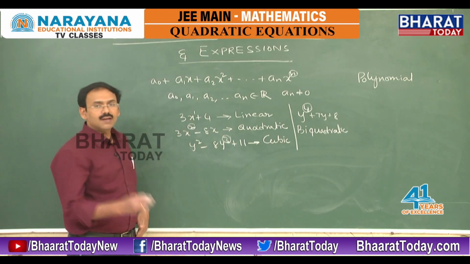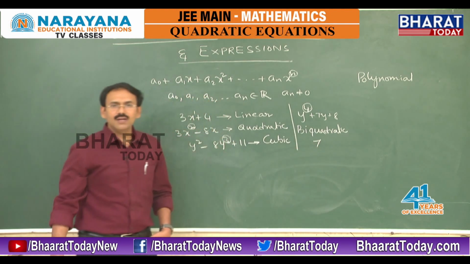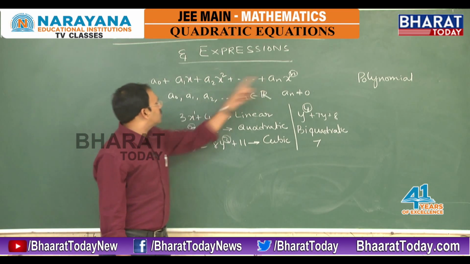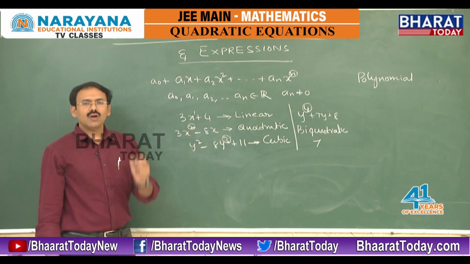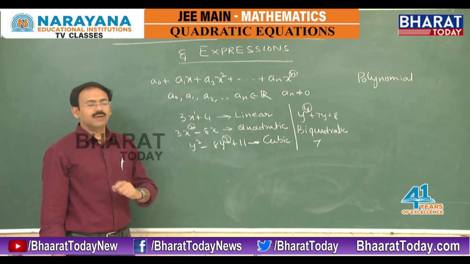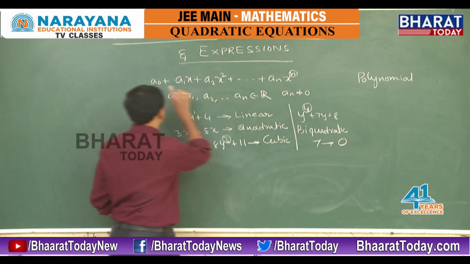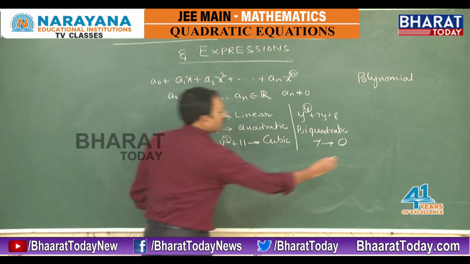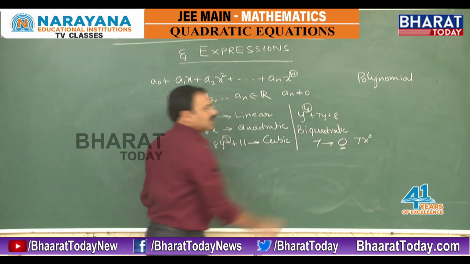And the next point: is the number 7 a polynomial? Yes, when all the other coefficients are 0 and a0 is 7, it is a polynomial. So every non-zero number is a polynomial whose degree is 0, because we can write 7 into x power 0, and hence it is a polynomial of degree 0.